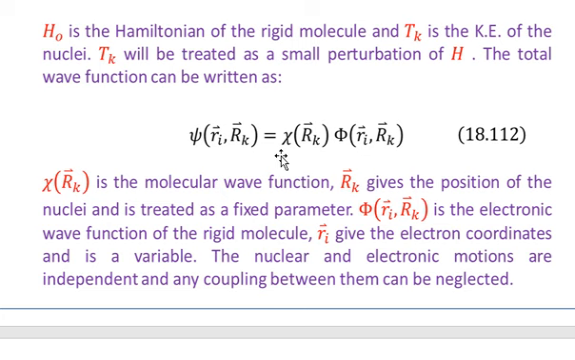So capital chi is the molecular wave function as a function of Rk, where k is the kth electronic state, and it gives the position of the nuclei. Rk is the separation between the two nuclei in the kth electronic state and can be treated as a fixed parameter. Phi, which is a function of Ri and Rk, is the electronic wave function of the rigid molecule. And we have already discussed the rigid molecule up to lecture number 6.